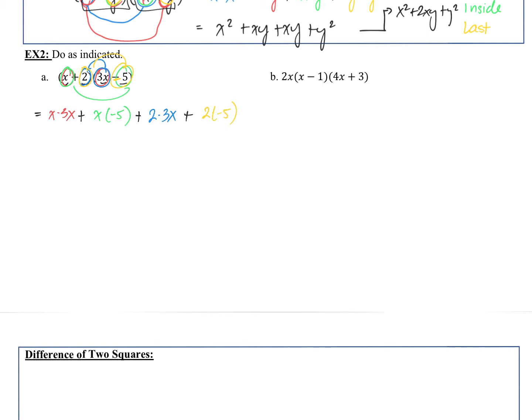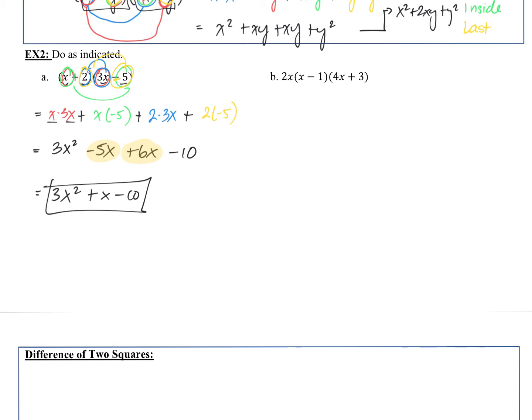Alright, so let's go ahead and write this down. We have 3x squared, remember we have those two x's, plus, well, actually that'll be a negative 5x plus 6x minus 10. And can we simplify? Are there any like terms? Yes, these two are like terms. Let's go ahead and simplify that. So that'll be 3x squared plus x minus 10.